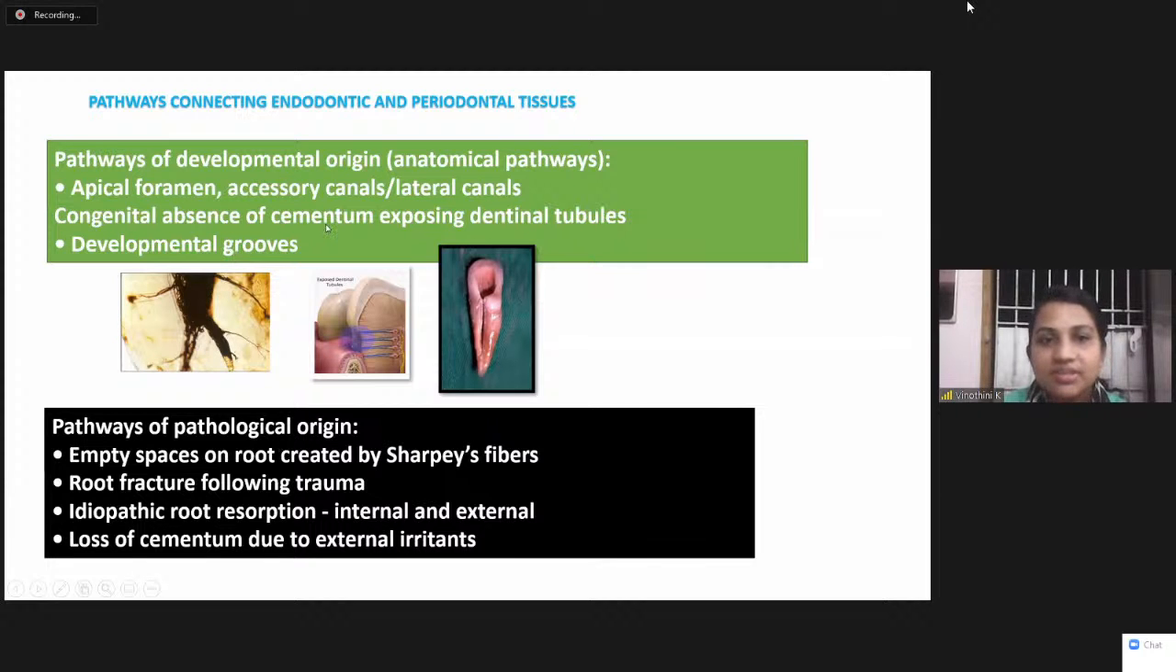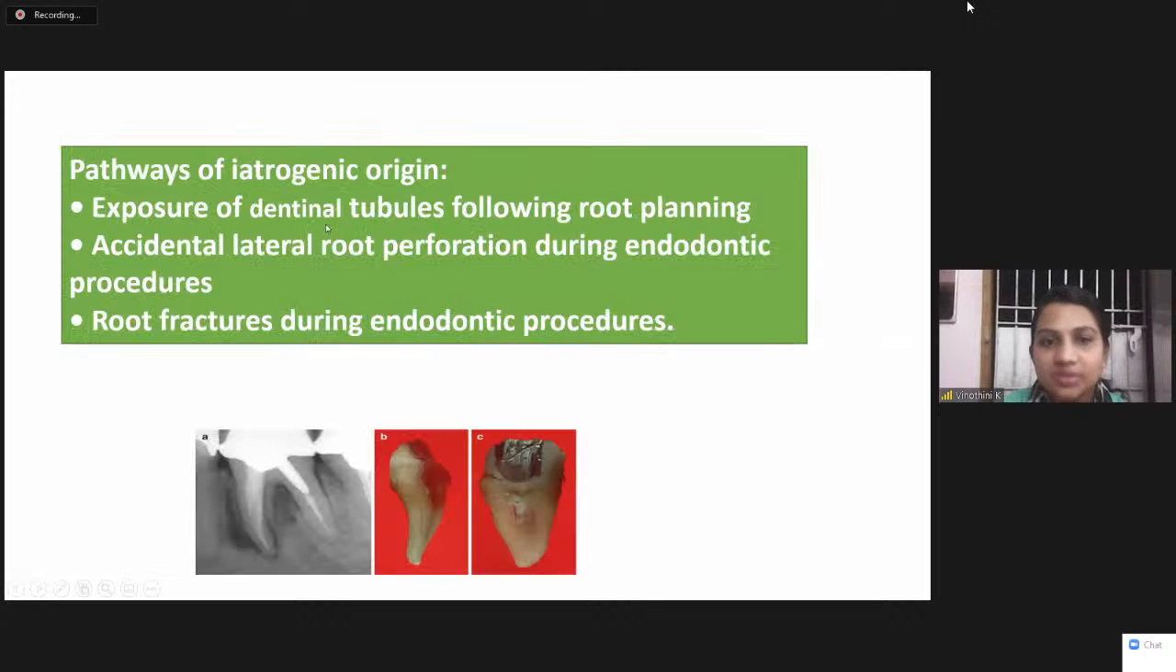And iatrogenic origin. Iatrogenic origin is similar to pathological origin. If we do root planing, that is iatrogenic. Root planing can expose dentinal tubules. And if we do a lateral root perforation, similar to a fracture, this provides a pathway between the endo and the perio.